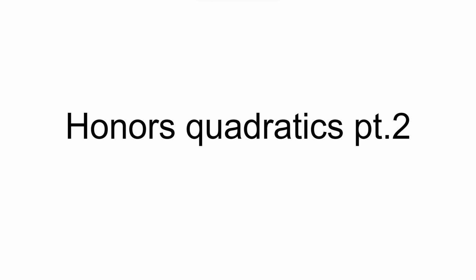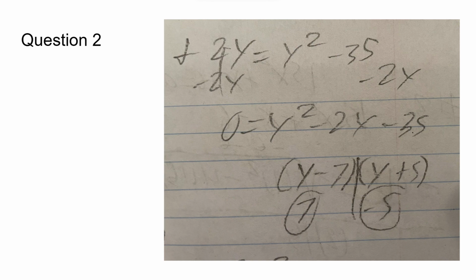Our next and final card is Honors Quadratics Part 2. Our first question is going to be question number 2. So we're finding all real values of 2 equations. The first one being 2x squared plus yx plus 3 equals 0. And our second one being 2y equals y squared minus 35.